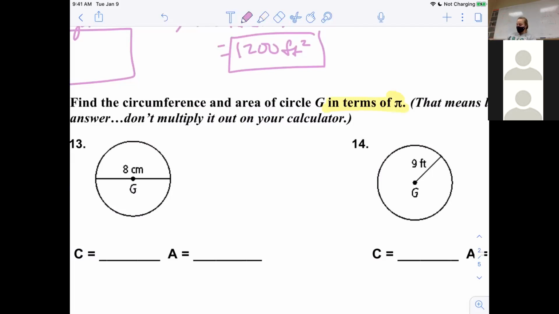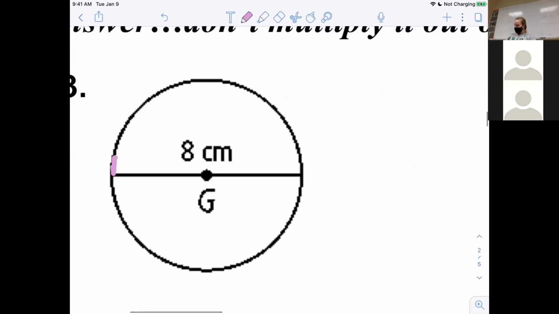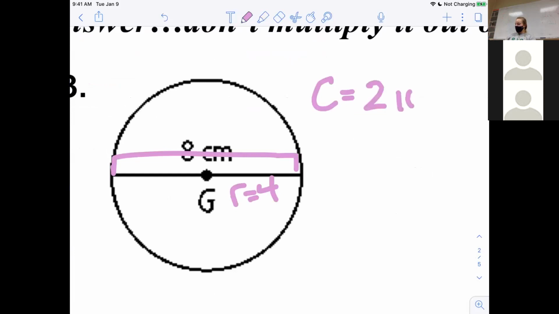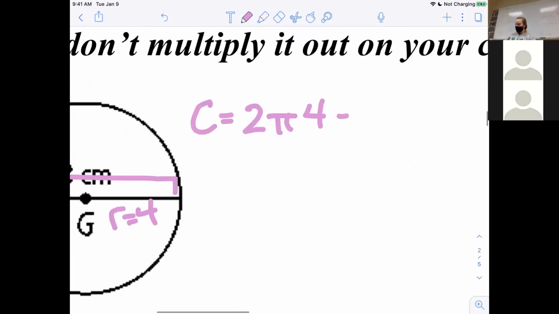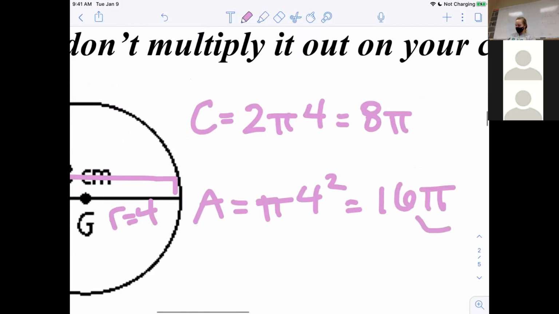So I have 8 centimeters. That's my diameter, which means that my radius must be 4. So circumference is going to be 2 pi 4, which is 8 pi. And then area is going to be pi 4 squared, which is 16 pi.